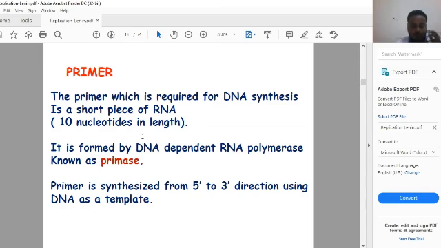It is formed by a DNA-dependent RNA polymerase known as primase enzyme. The primer is synthesized in the 5' to 3' direction using the DNA as a template. The primer is nothing but a short piece of RNA containing about 10 nucleotides.